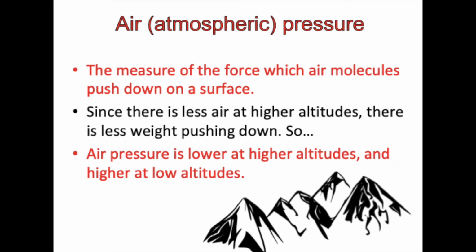Atmospheric pressure is the measure of the force with which air molecules push down on a surface. Since there's less air at higher altitudes, there's less weight pushing down. So air pressure is lower at higher altitudes and higher at lower altitudes. If you live up in the mountains, there's less air in your atmosphere. That's why it's harder to breathe as you go up into higher altitudes. There's less oxygen available. Of course, the human body makes up for that and produces more red blood cells if you're living in that kind of environment.